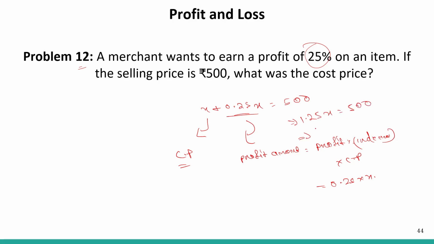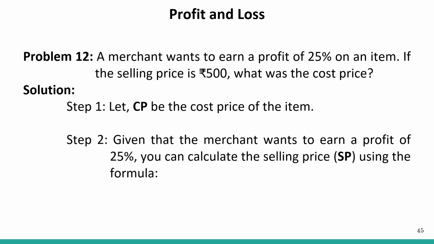So this implies that x is equal to 500 into 100 whole by 125. Okay. So this will be 4. So this will be equal to 400 rupees. Okay. So this implies that CP is equal to 400. So the cost price of that item is 400.